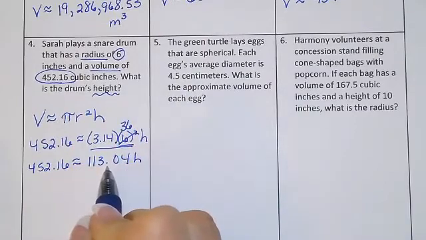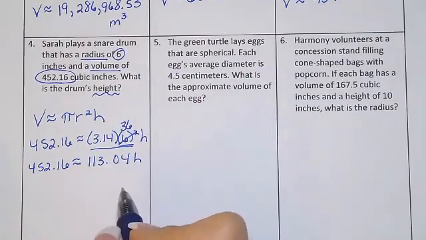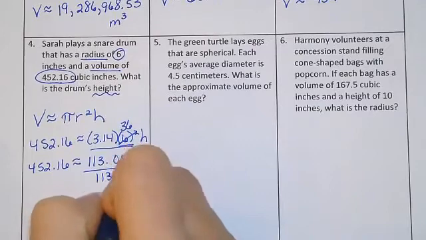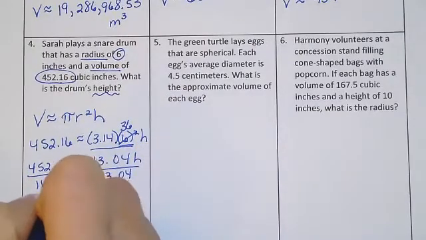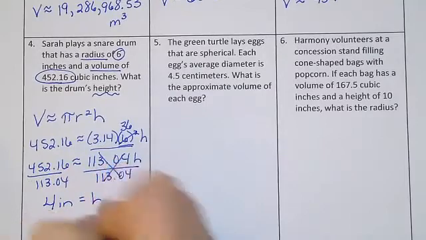We get 113.04 times height. Okay, solving for height, we need to divide both sides by 113.04. Which gives us 4 inches for the height.